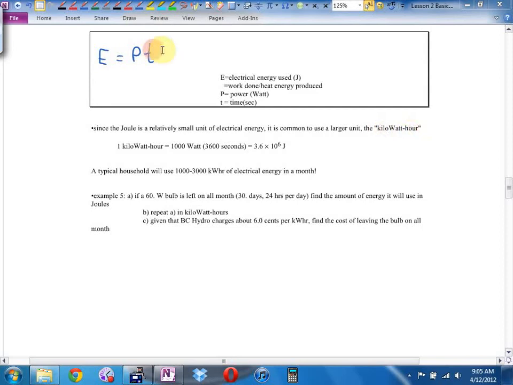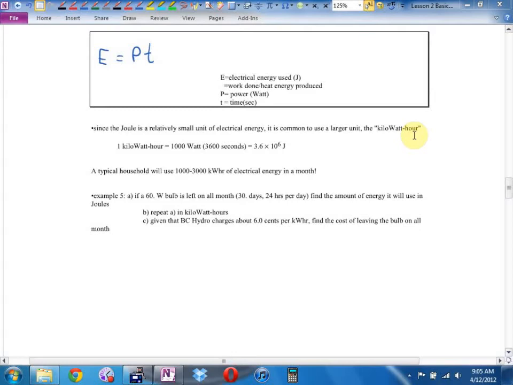Power times time in the equation? That's what your electric bills are. They're in kilowatt hours. That's what the big fuss right now is about the new BC Hydro smart meters. If you're reading the paper, a lot of people are claiming, hey, my bill tripled or quadrupled when you put your smart meter in. And BC Hydro is saying, well, we were undercharging you. I don't know. They've got a lot of complaints.